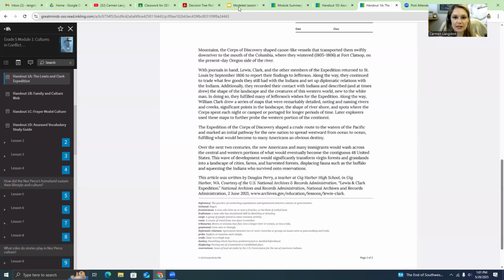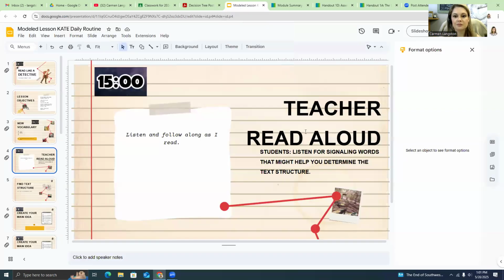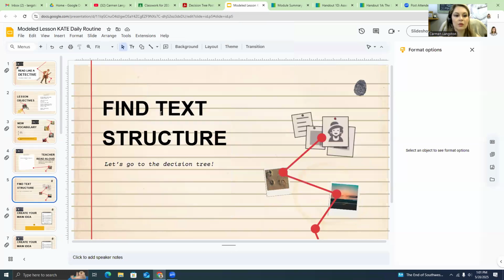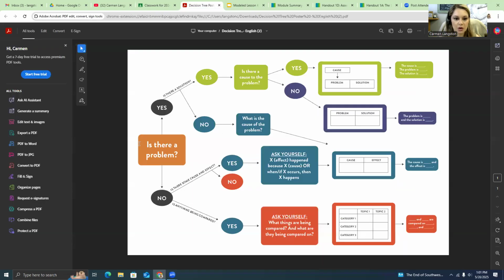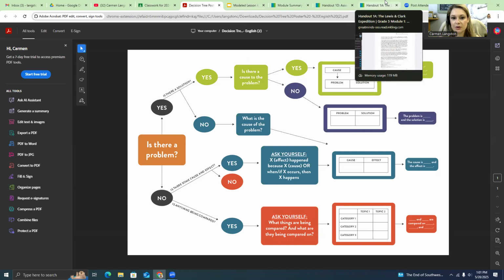Okay, so let's think about what we just read. We're going to first find the text structure. In order to do that, we're going to take a look at the decision tree. Let's ask ourselves, was there a problem in this story? So let's think, and we can go back to the article to help ourselves.